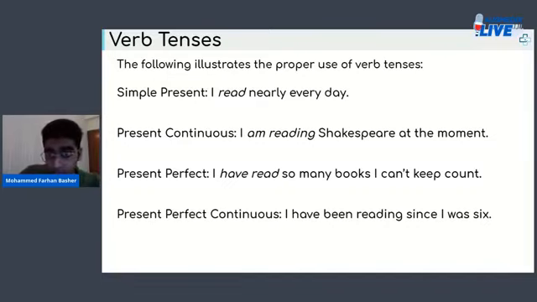You may not be reading books for quite some time now, but naturally, you do read books, and you read books in the past. But when you employ the present perfect tense, you mean that you have read books, and the effect of reading books is still here. The result of reading so many books is still here. So you say, I have read so many books, I can't keep count.